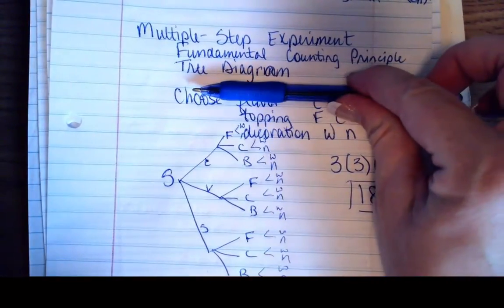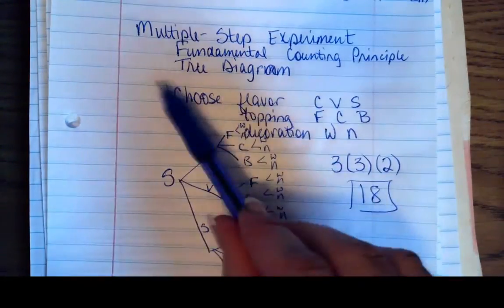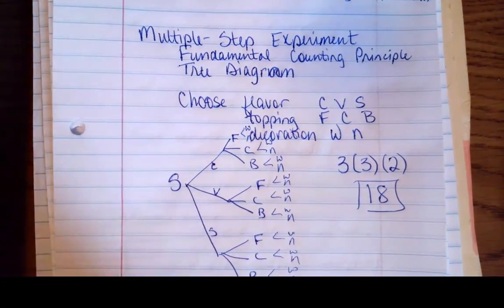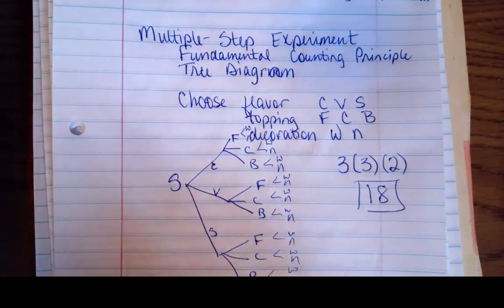So your tree diagram gives you a picture of the fundamental counting principle. So that's a multiple step experiment. The other 2 that we're going to look at are combinations and permutations.